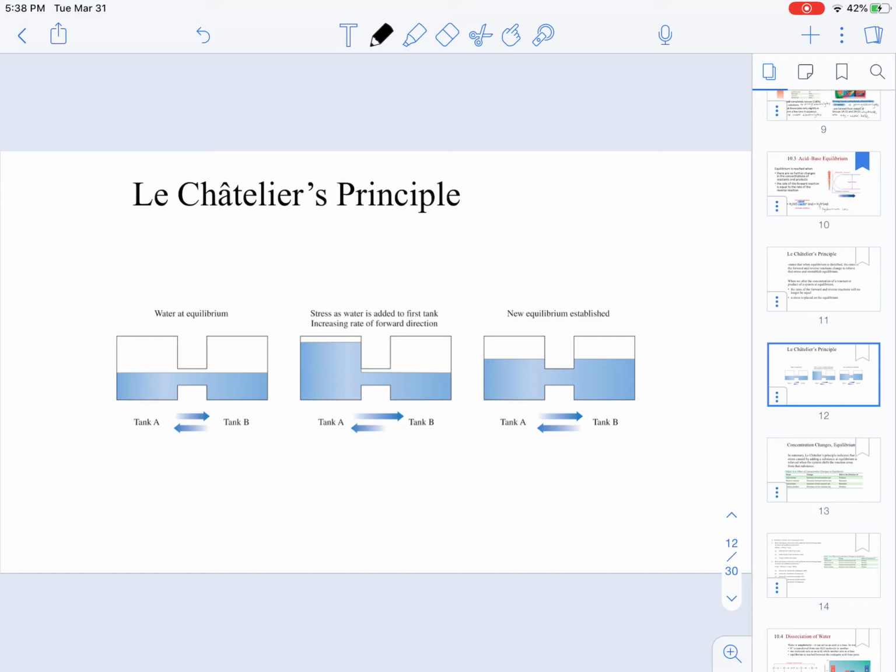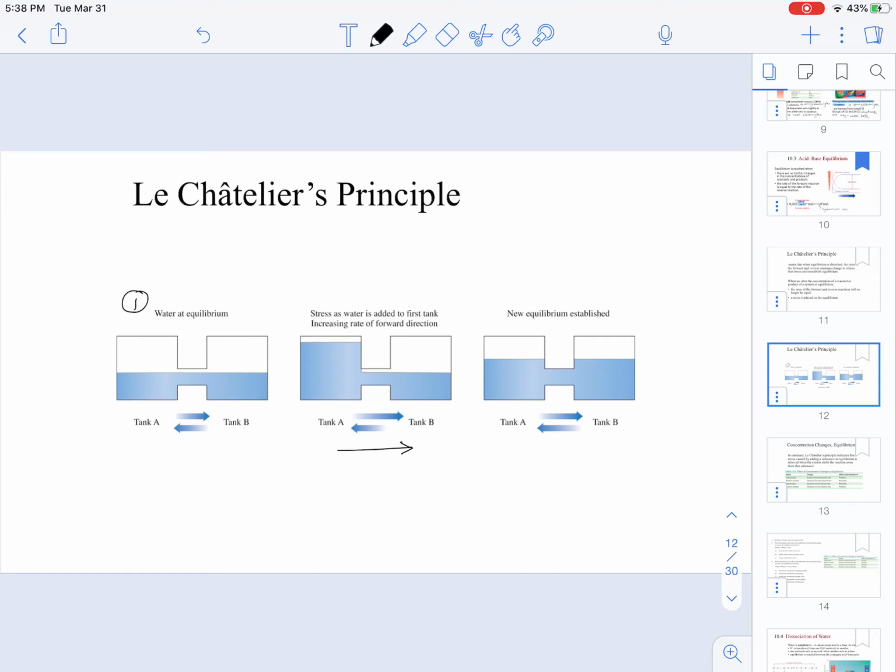As you can see, the tank overall has two compartments, tank A and tank B. The water appears on the first system to be at equilibrium. If we increase the amount of water in tank A, we're going to see an increase in the way that water is going to rush towards the right.